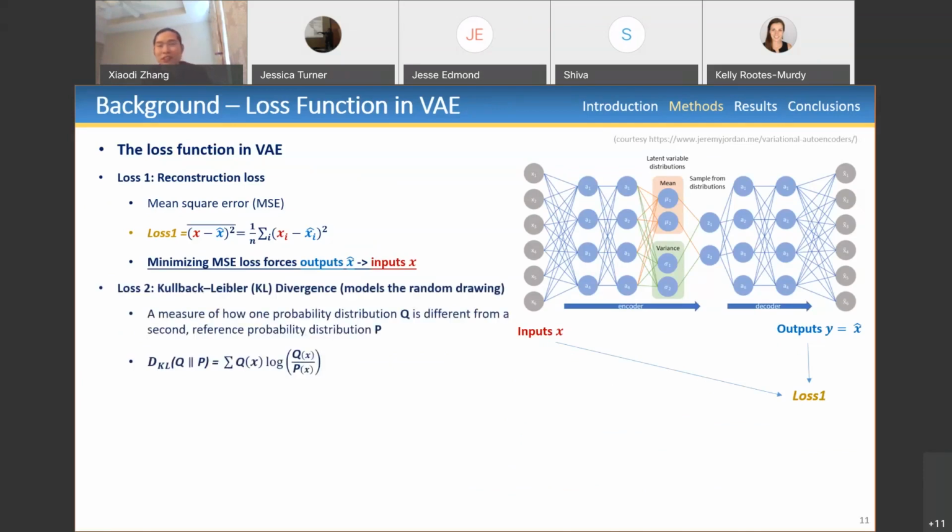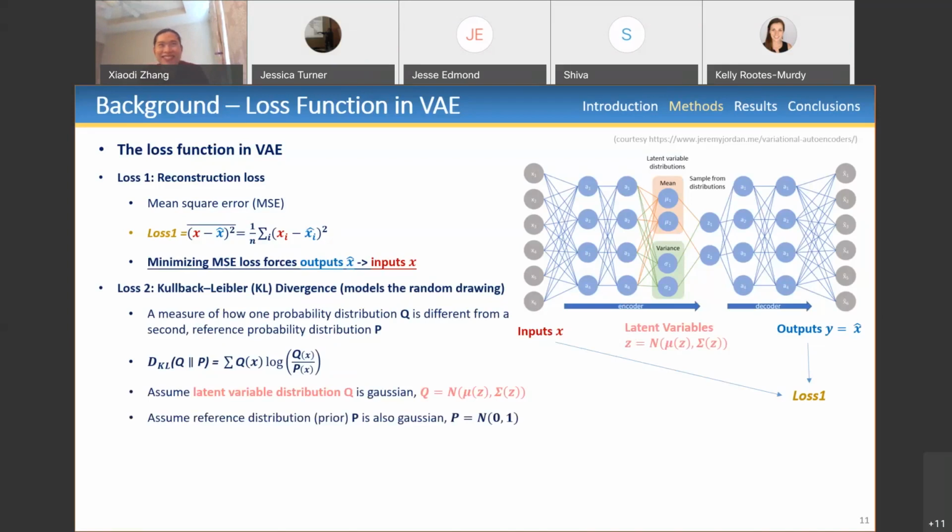Now, what makes a variational autoencoder different is the second part of the loss function. It's a KL divergence that models the random drawing process. I guess you can think of KL divergence as a measurement between two random distributions, like how different they are. I won't go into detail about the equations, but basically it's hard to calculate.